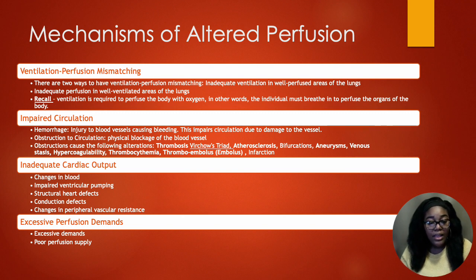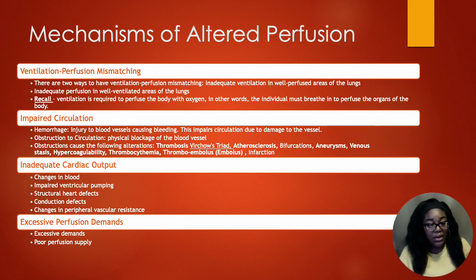You can also have a hemorrhage. So that's physical injury to the blood vessels that would then perfuse the organs. So that circulation has essentially been cut off and damaged to where that oxygenated blood does not make it to the tissues and the organs that it needs to go to.